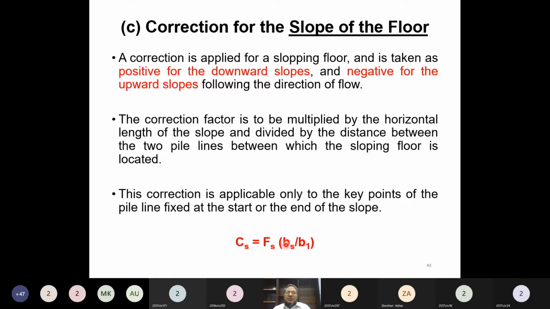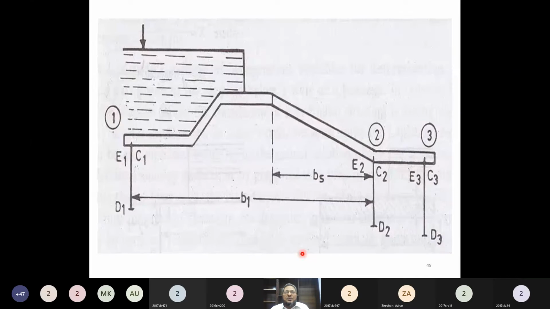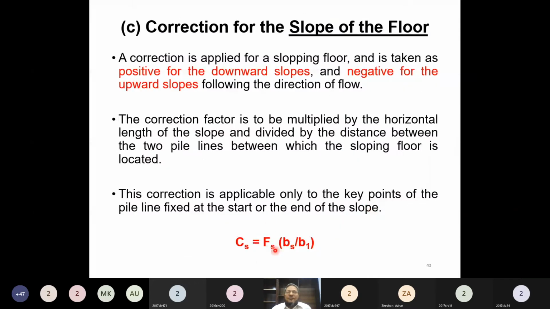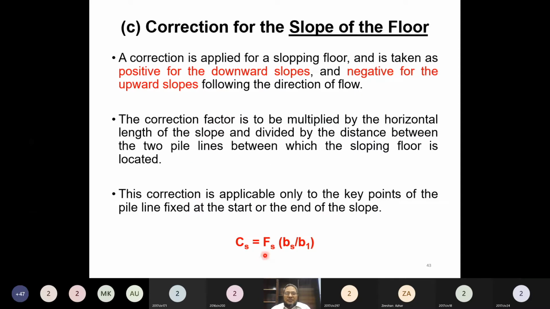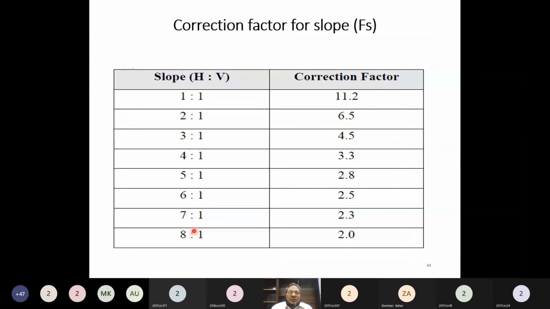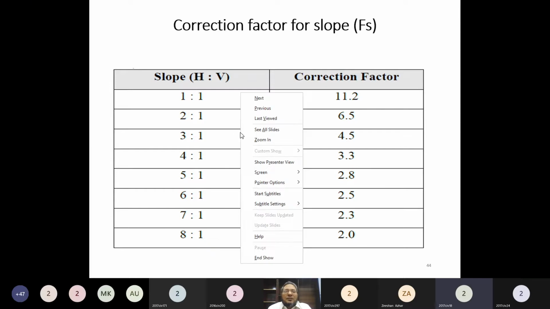Bs जो sloping length है उसका horizontal component है, और B1 जो है वो that is the length of the floor between जो consecutive sheet pile हैं उनमें horizontal distance है. And what is Fs? Fs is the correction factor for slope. So the values are given here, and they depend on the slope of the sloping component. 1:1 slope होगा तो correction factor 11.12 होगा, ये वाला Fs. Okay. And if the slope is 8:1, 8:1 means 8 horizontal, 1 vertical. Which slope is bigger? 1:1 slope is bigger or 8:1 is bigger? कौन सा बड़ा स्लोप है? 1:1 sir. 1:1 is a bigger slope.